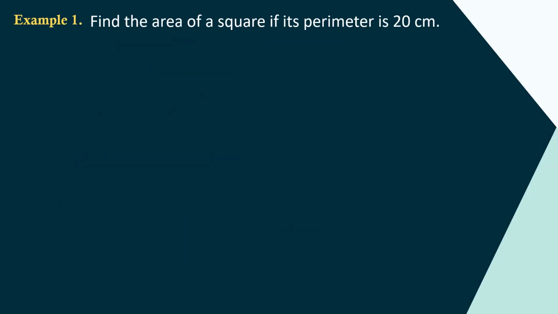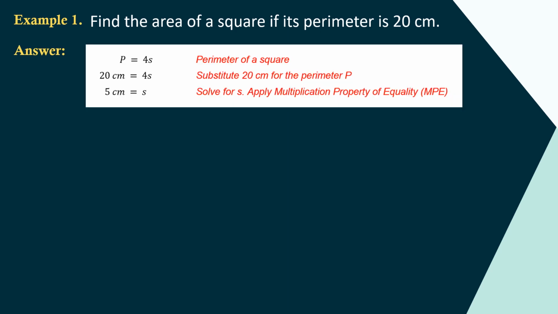Let us have our first example. Find the area of a square if its perimeter is 20 centimeters. So to find the perimeter of a square, we need P equals 4S. So we have to substitute 20 centimeters for the perimeter P. So we have 20 centimeters equals 4S.